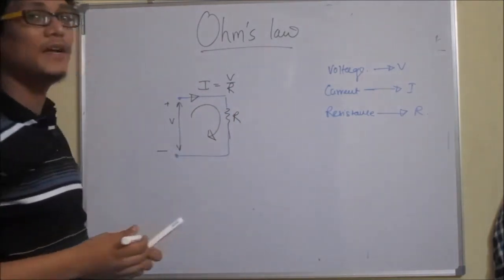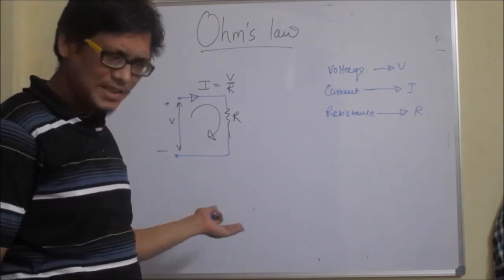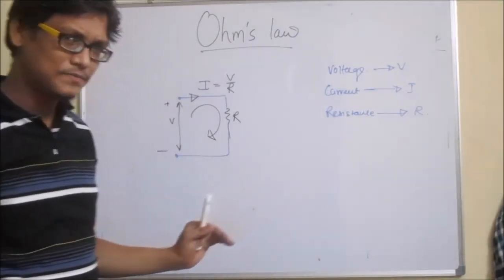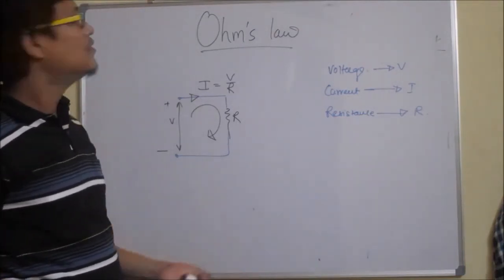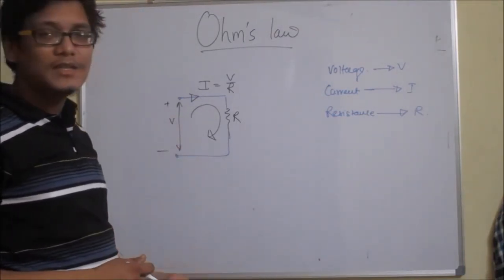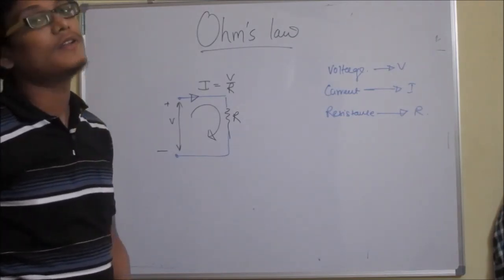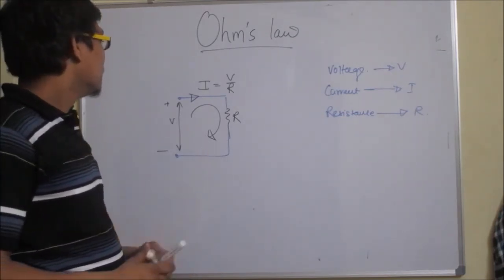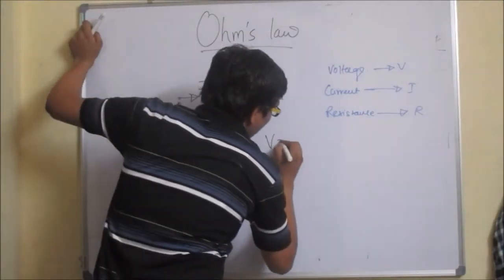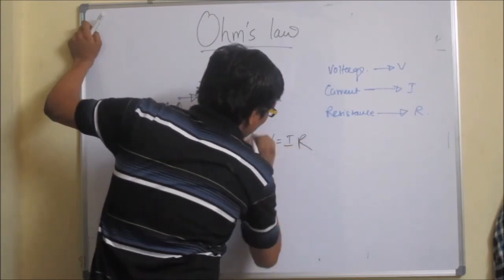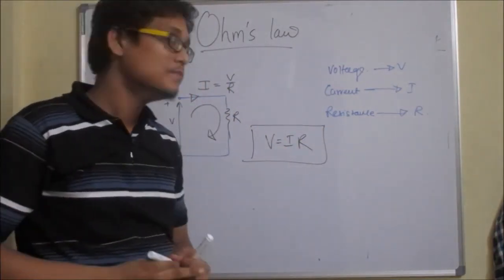This is the basic Ohm's law. It says that the current flowing through a resistor, when any voltage V is applied across it, is equal to the voltage applied divided by the resistance of that particular resistor. So I is equal to V by R, or V is equal to IR, is the main, basic and only statement of Ohm's law.